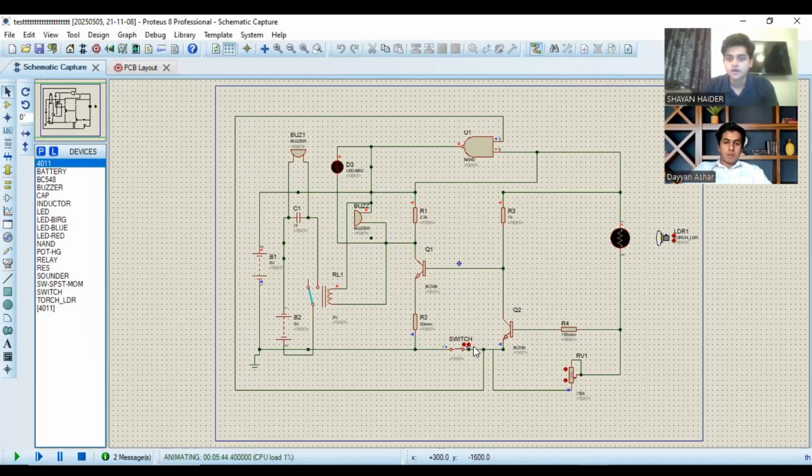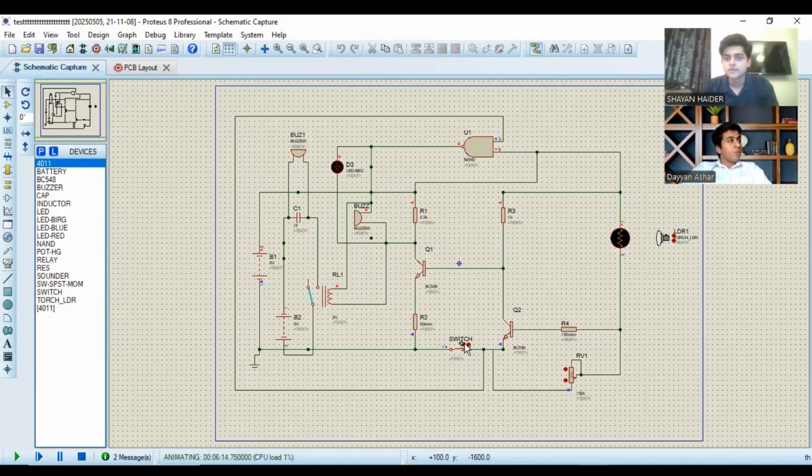Similarly, if I open the door, the same condition applies and the output is high. If both of the conditions are open, meaning low, the output is high and the buzzer will keep making sound. And when both of the conditions are high, that means light is falling on the LDR and the switch is closed, the output is low and the buzzer will not make any kind of sound. So this was our circuit.